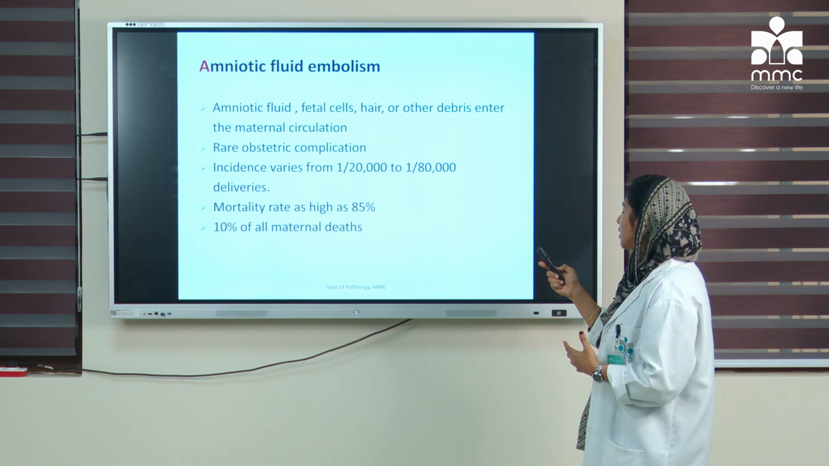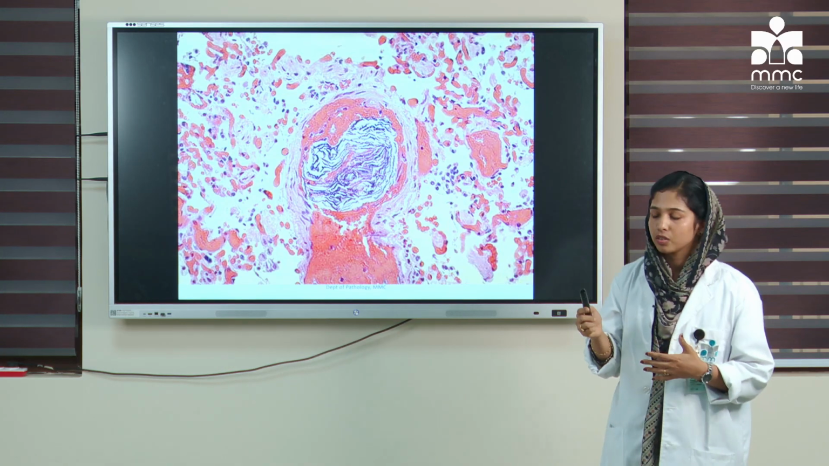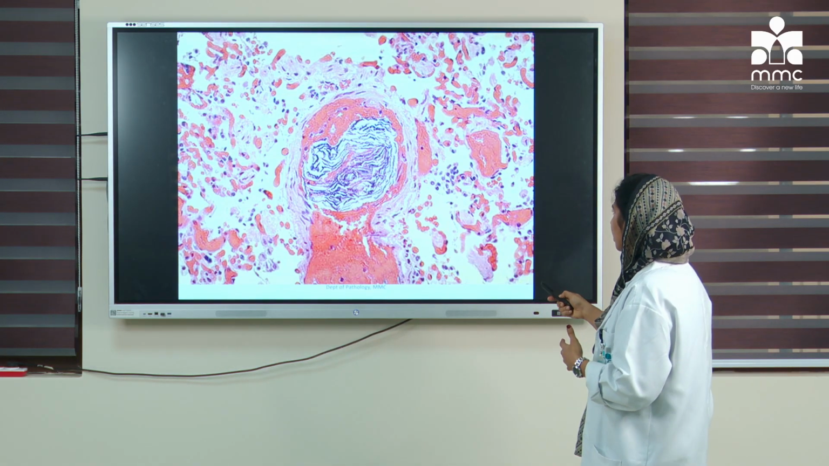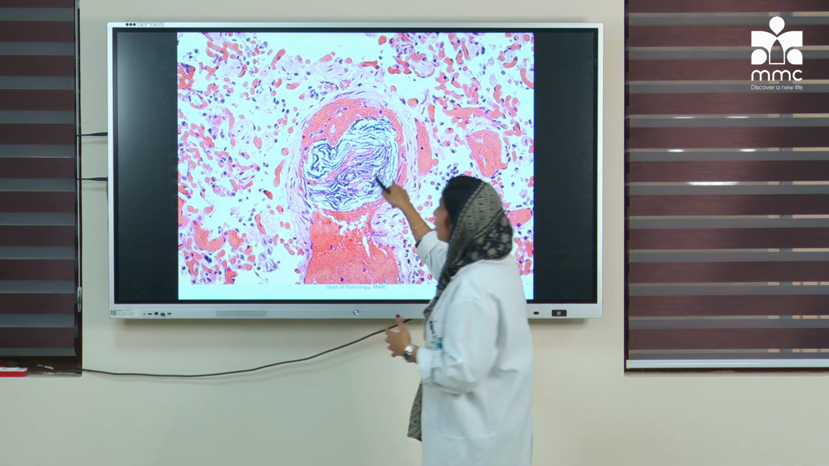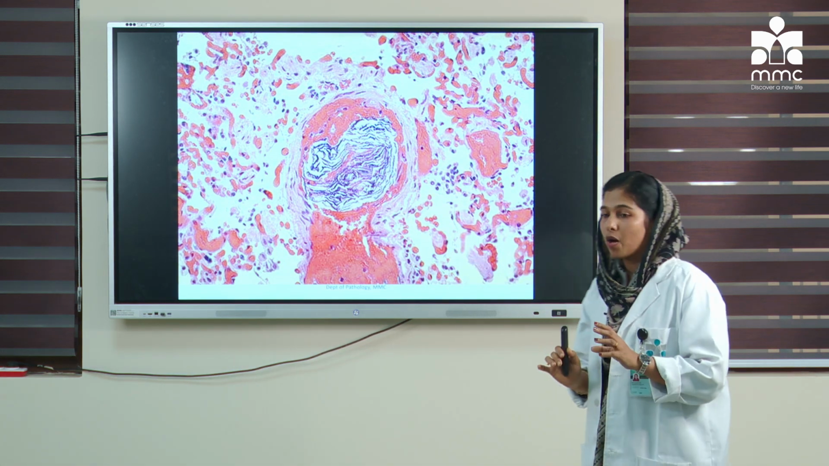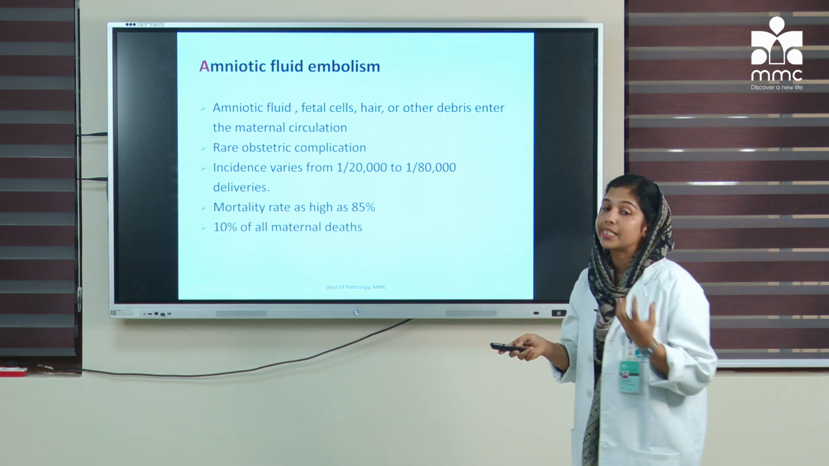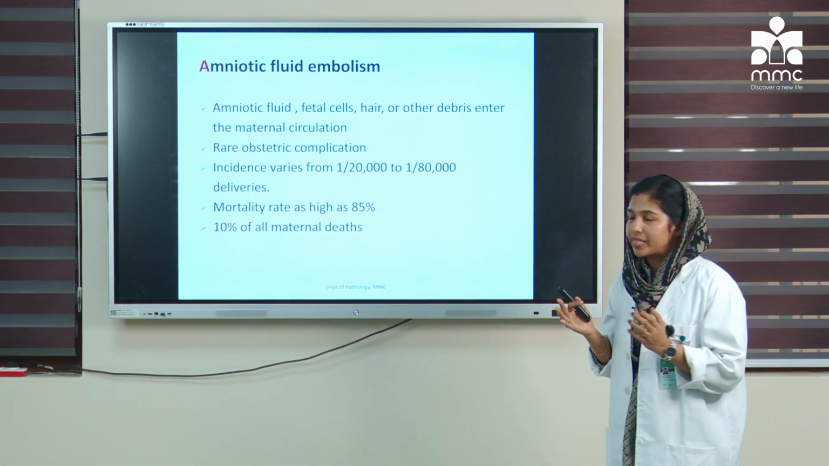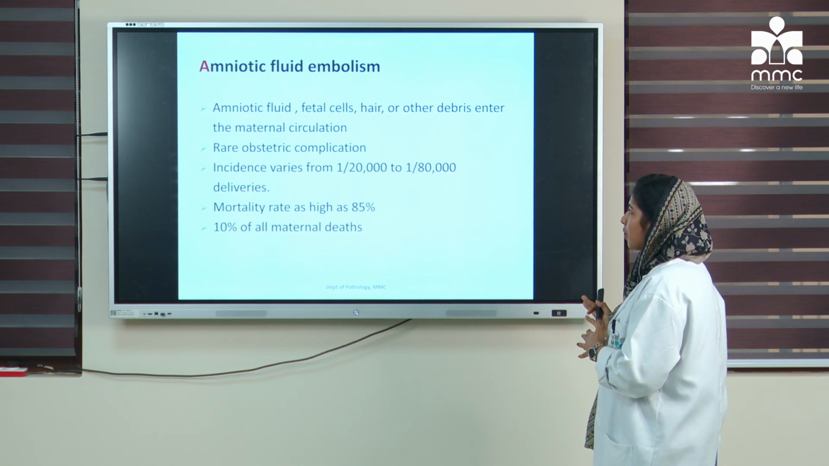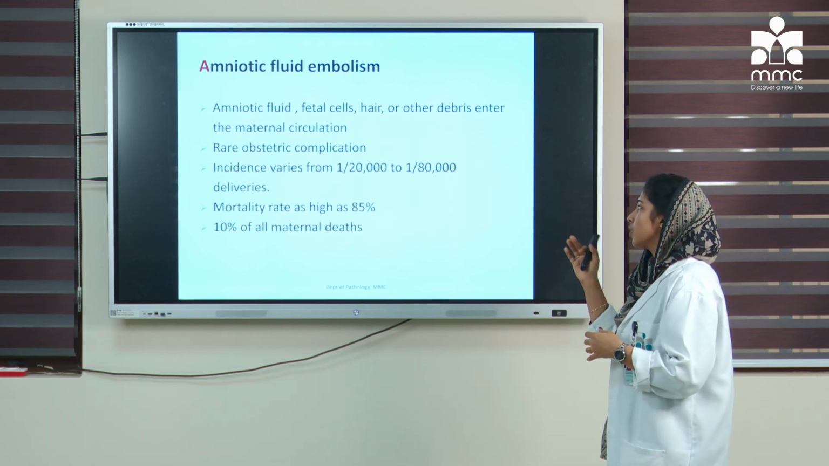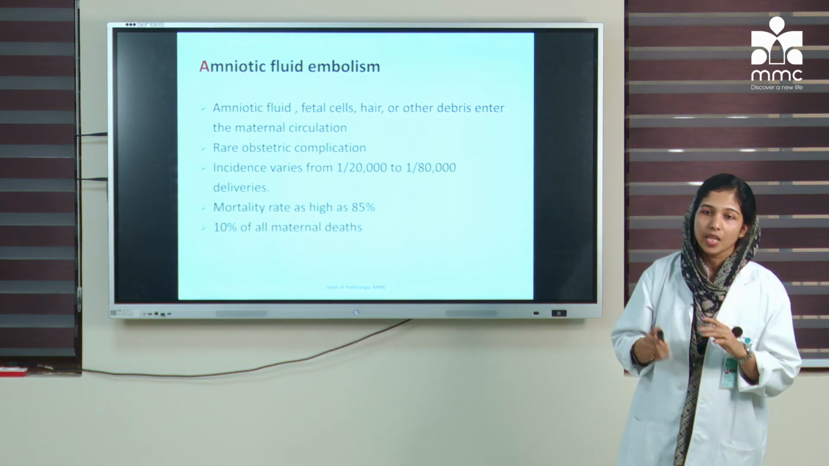So, amniotic fluid embolism. In the sections you can see the autopsy specimen of lung showing the pulmonary capillaries or arterioles associated with fibrin thrombi and laminated swirls of fetal cells. These are squamous cells of the fetus obstructing the small capillaries of the lung. It can be amniotic fluid, fetal cells, hair, other debris entering the maternal circulation. It is a very rare obstetric complication and the mortality rate is as high as 85%. Incidence is very low, 1 in 20,000 to 1 in 80,000 deliveries, and it constitutes 10% of maternal deaths.